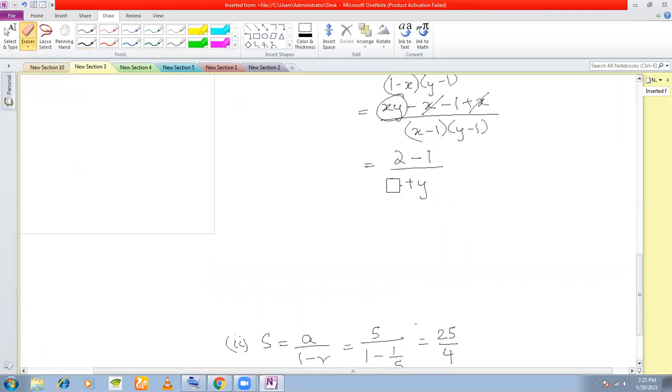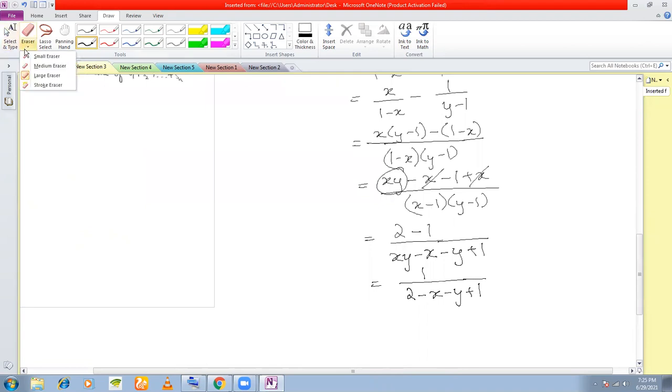You can multiply the denominator here to get xy minus x minus y plus 1. Okay, and now you can put the value of xy. 2 minus 1 is 1. Again, you put the value of xy here. xy here is given to be 2. So this is what you are going to get. 1 minus x. Okay, this is 1 minus x. This is not x minus 1. This is 1 minus x into y minus 1.